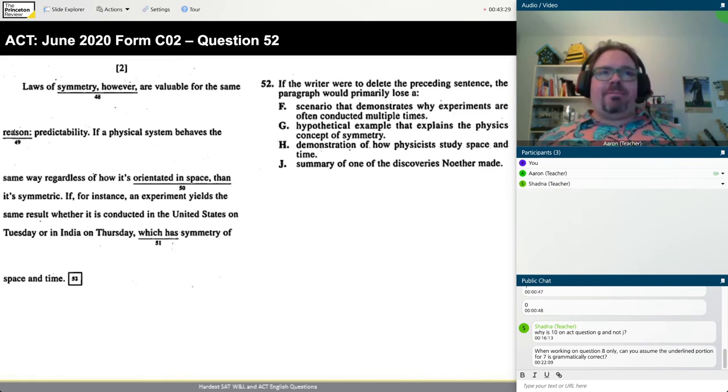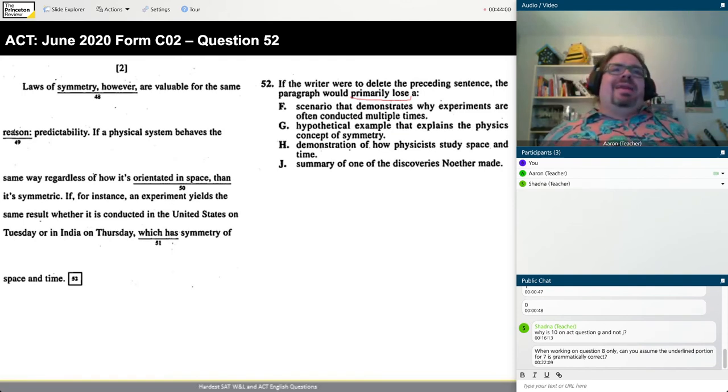Now, flipping back to ACT, though this is a question that we see absolutely on both SAT and ACT, question 52. If the writer were to delete the preceding sentence, the paragraph would primarily lose... Okay. Back to the editor question. Once again, we want to be consistent with the questions asking. Here, we're going to delete this. If the writer was to delete this, what would we lose?